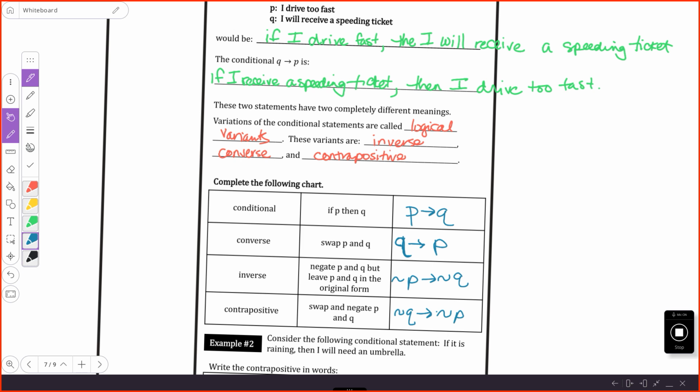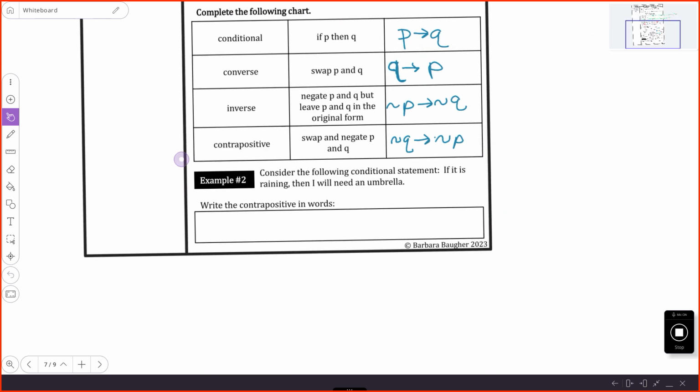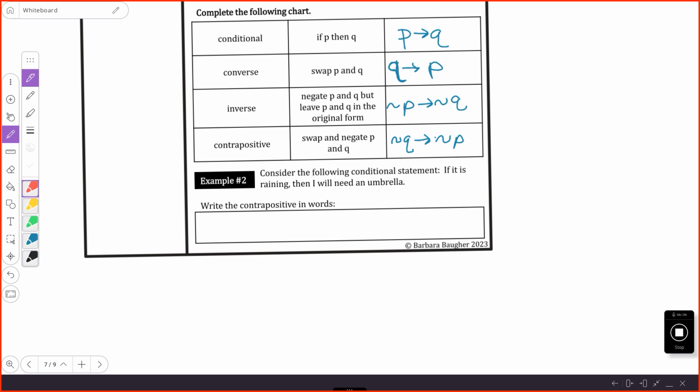All right, so this first one, they just want us to take the original conditional statement that they gave me. If it is raining, then I will need an umbrella. So it is raining is my P. I will need an umbrella is my Q. And they want me to write the contrapositive. So they want me to negate Q implies negate P. So I do Q first and I negate it.